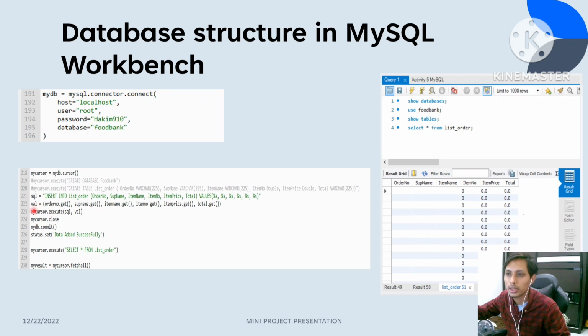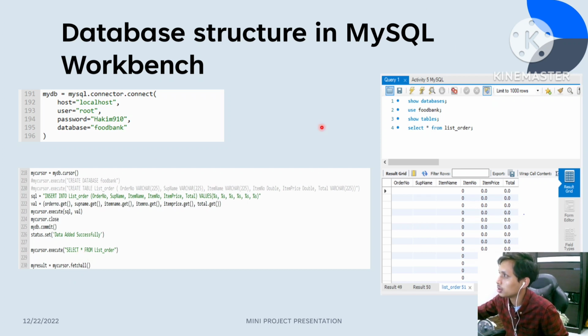Then mycursor.execute with the SQL and val, mycursor.close, and mydb.commit. So the status when we execute this function is set to data added successfully. Then mycursor.execute select star from listorder, which is the name of the table, and last, my result equals mycursor.fetchall. So that finishes the second part.